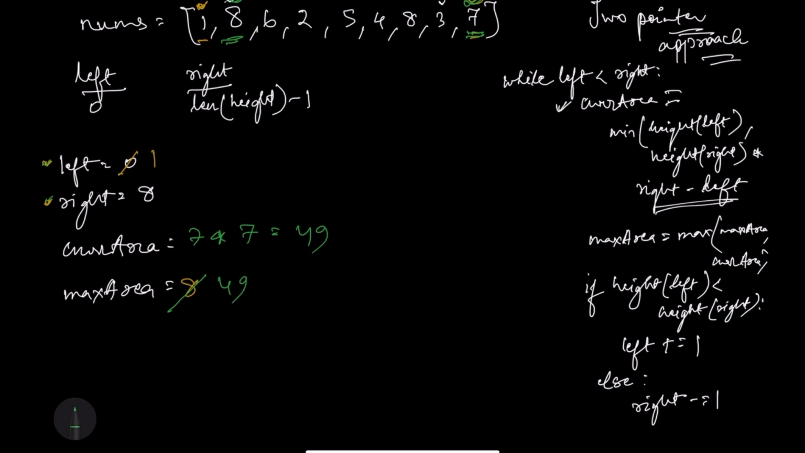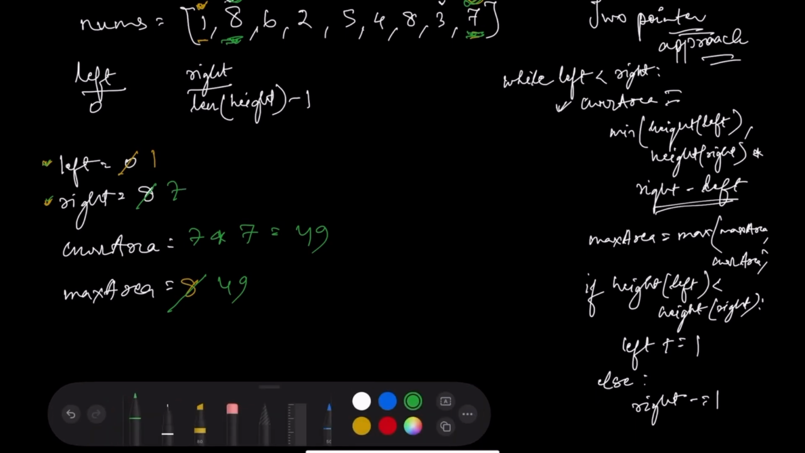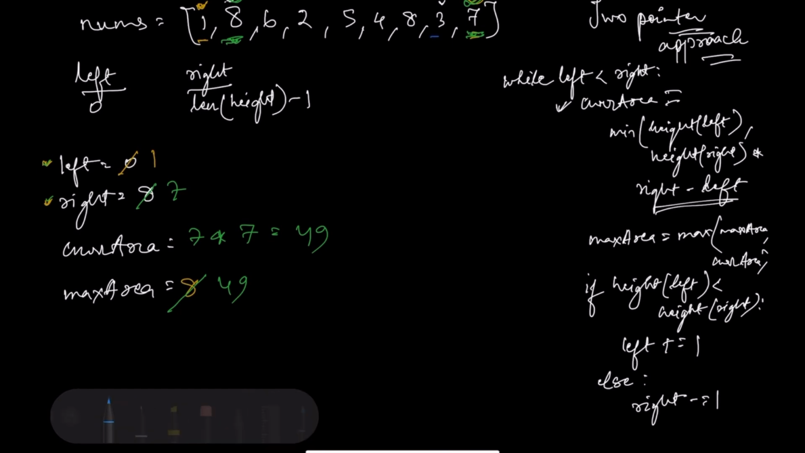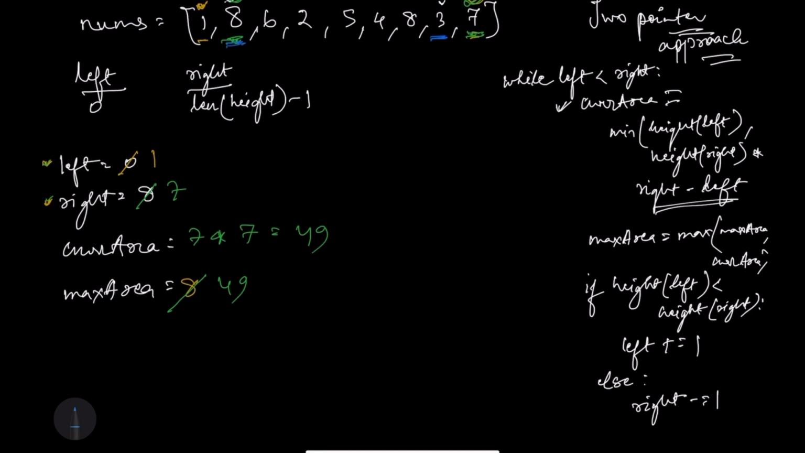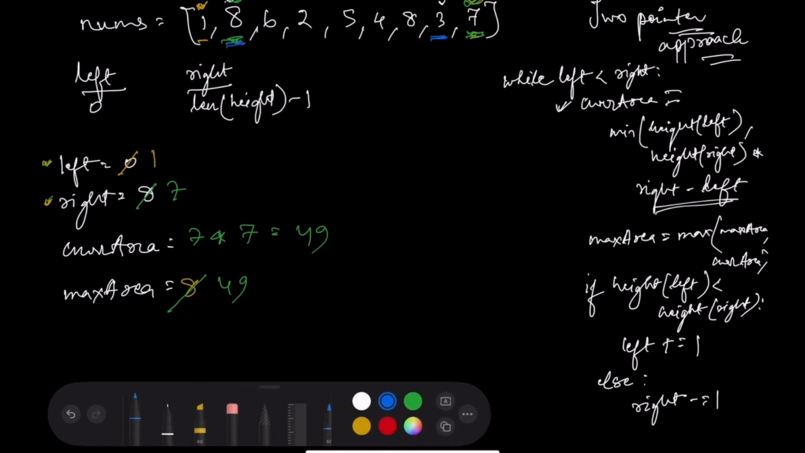Then we check if our height at left is smaller than our height at right. But it is not. Our height at left is bigger. So we will move our right pointer inward. Now from the 8th position it will come to the 7th position. Now we will do our next iteration. In the next iteration, our right is here, our left is here. Now let's find our current area.